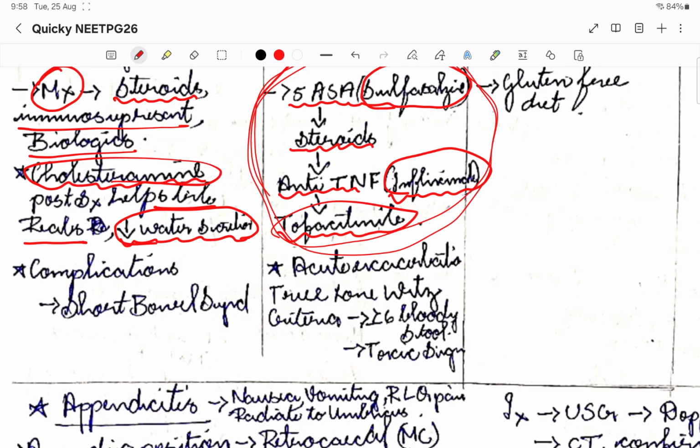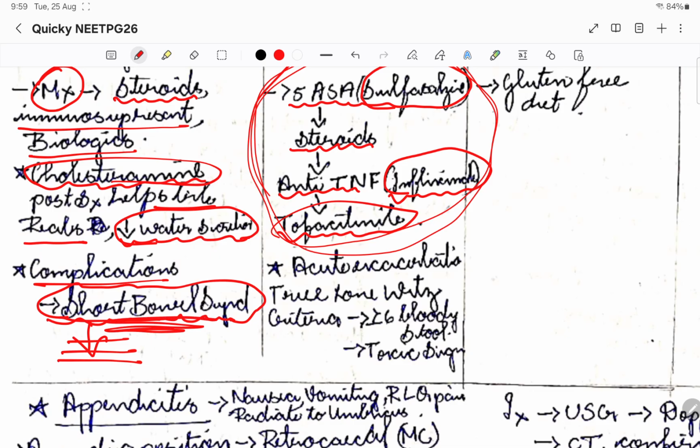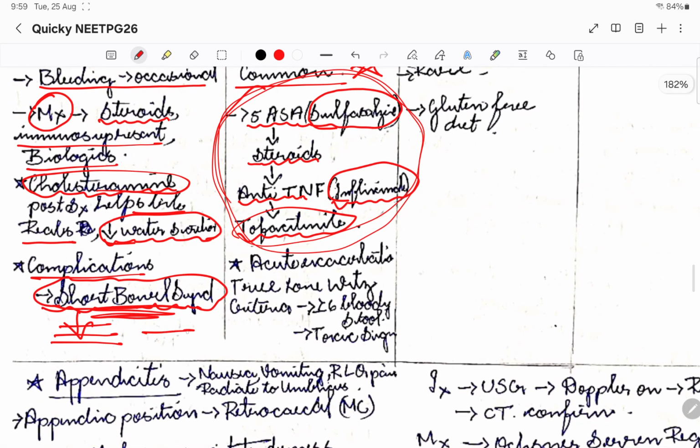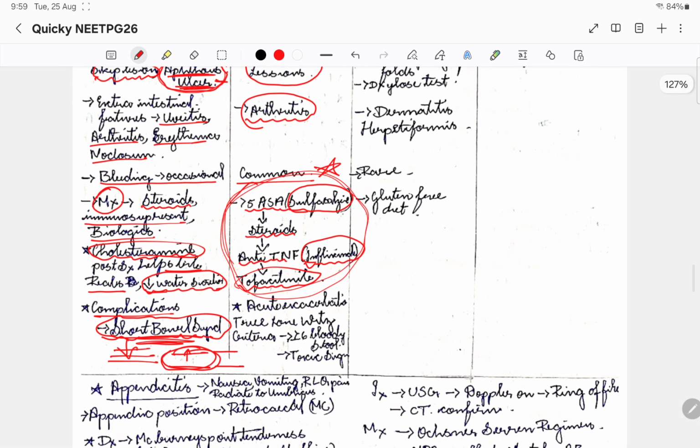So please remember this. The complication is basically after resection, and even before resection, short bowel syndrome, because all the layers of the intestine are affected. Where will the absorption of nutrients go? Nothing is getting absorbed. Only certain parts of the intestine might be spared, and that is where the absorption is happening. So this will lead to short bowel syndrome. That is the thing with respect to Crohn's disease.